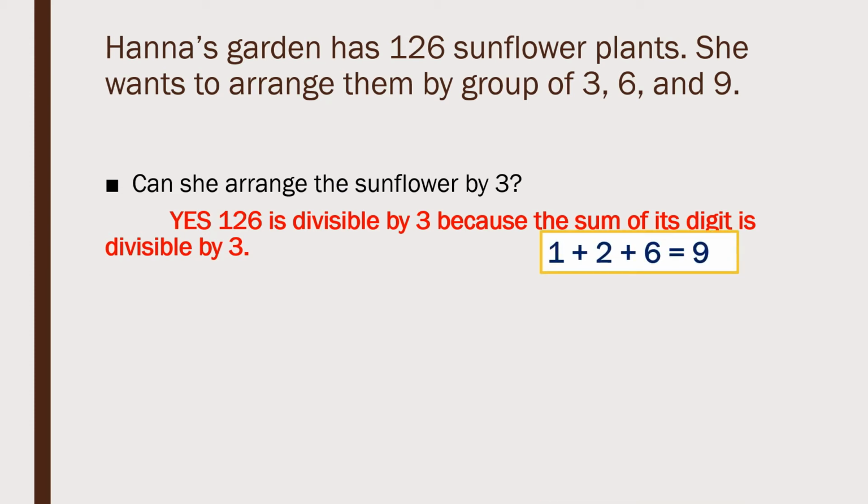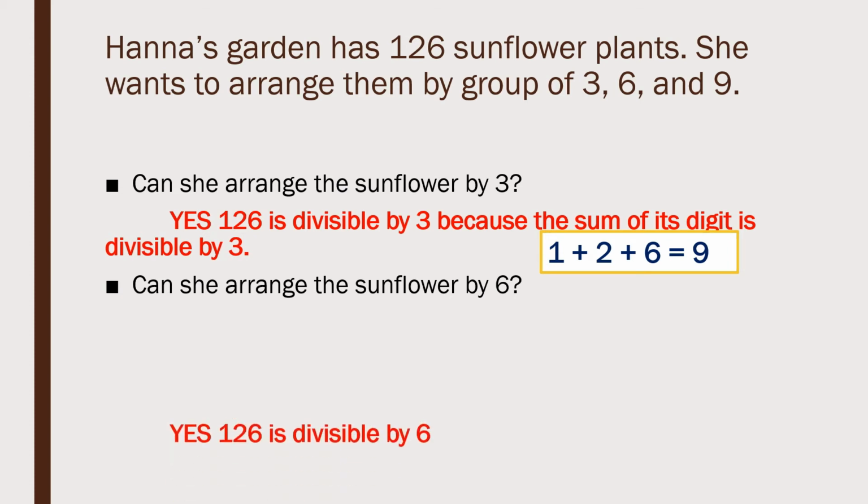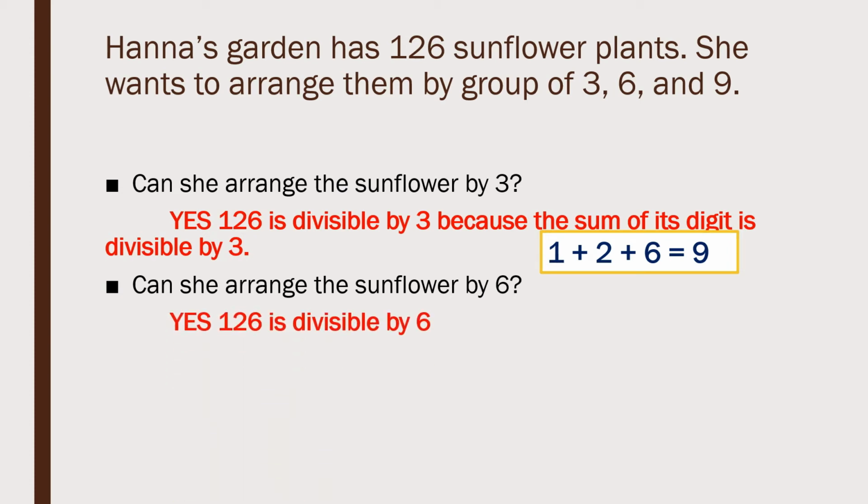We have 1 plus 2 plus 6 equals 9. 9 is divisible by 3. Therefore, 126 is divisible by 3. Next question. Can she arrange sunflower by 6? The correct answer is yes. 126 is divisible by 6 because 126 is divisible by both 2 and 3. Therefore, it is also divisible by 6.